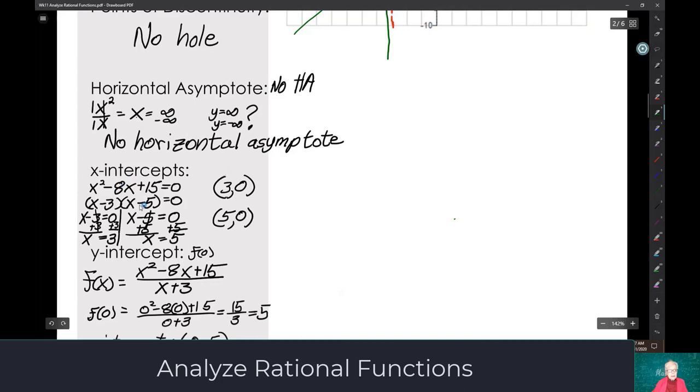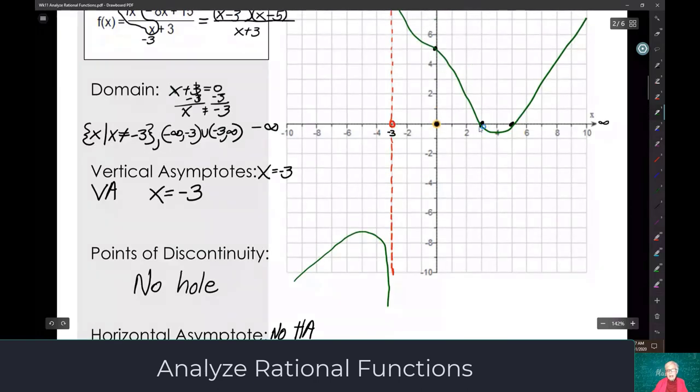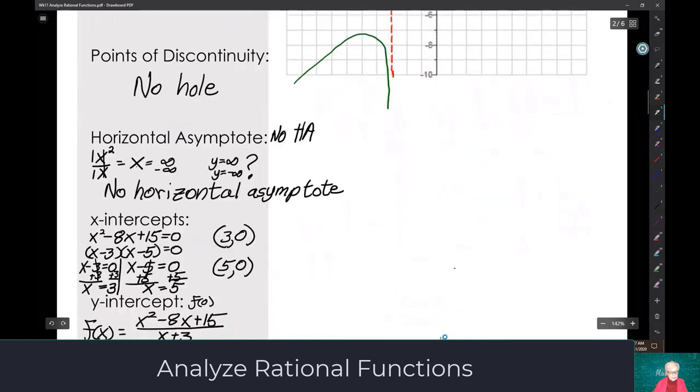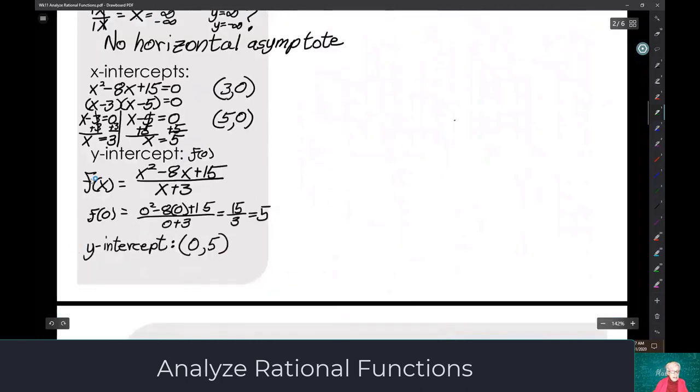The x-intercepts: we set the top equal to zero, factored, and solved for x. In other words, we solved a quadratic equation and found there were two x-intercepts. And the y-intercept is what you get when you put a zero in for every x. So we got 15 over 3, which is 5. The y-intercept was (0, 5).